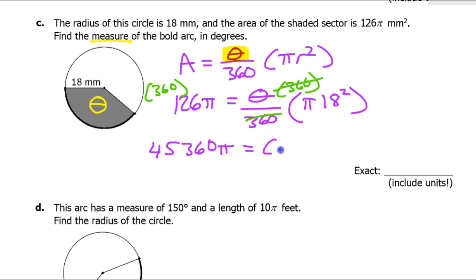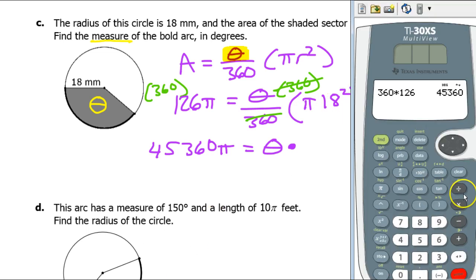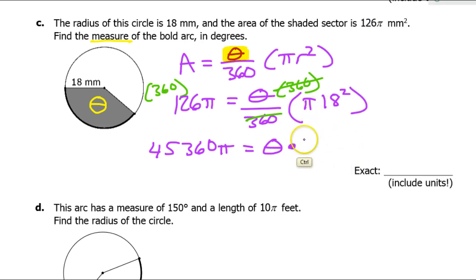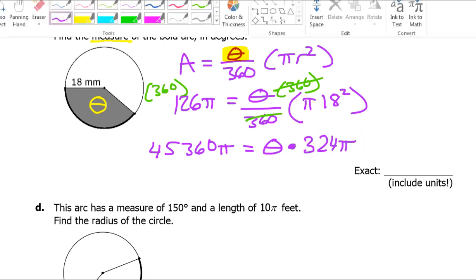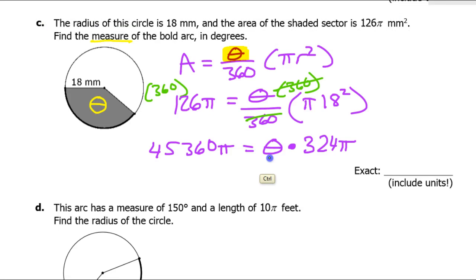Now I've got theta still times 18 squared. Let's go ahead and take a look at what that is. 18 squared, that's 324. So this part in parentheses is 324 pi. Don't forget the pi. So now I'm going to divide both sides by 324 pi.